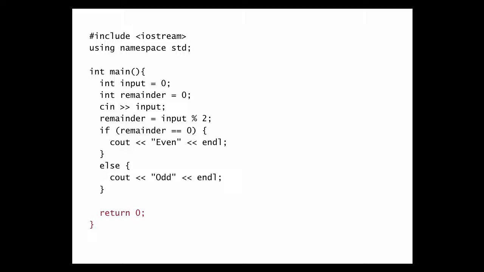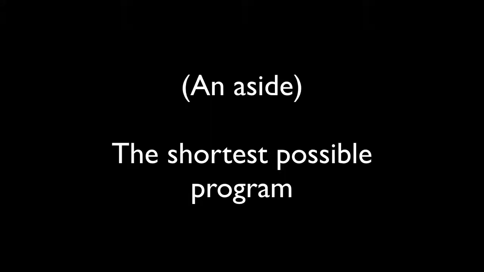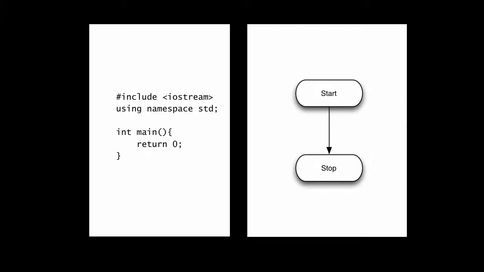So we had start: pound include iostream, using, int main. We have stop: return 0, curly bracket. Okay, everybody good still? As an aside, we now are able to write the shortest possible C++ program. It would look like this: pound include iostream, using namespace std, int main, open close parentheses, open curly bracket, return 0, close curly bracket. That is a program that executes the algorithm start and stop.